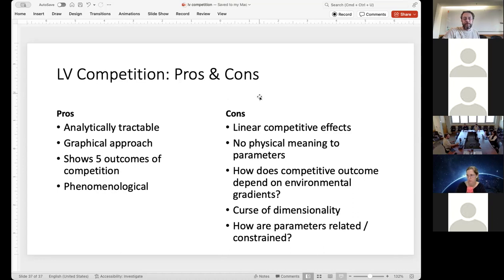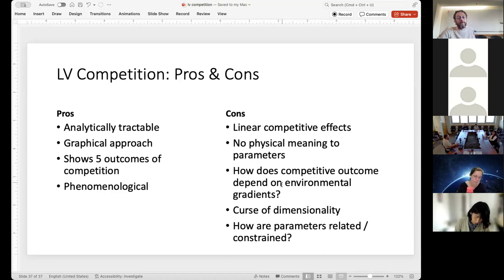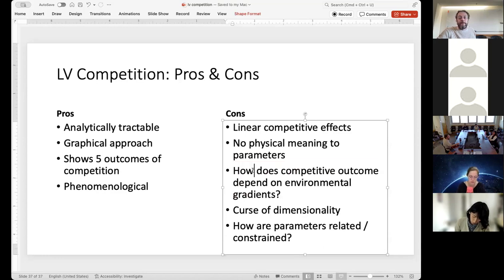It's the simplest thing. On the cons, it's linear in competitive effects, so the isoclines are linear. But most of the problems with Lotka-Volterra competition have to do with the parameters. They have no physical meaning. You're never going to find a competition coefficient in some species' genome. If you want to measure it, you have to actually put them into competition, see what happens, and that's how you measure the competition coefficient. It's unclear how all these parameters depend on environmental gradients. It's all about what happens in this particular community, but what happens if you dump in more nitrogen? Lotka-Volterra doesn't tell you anything about it.